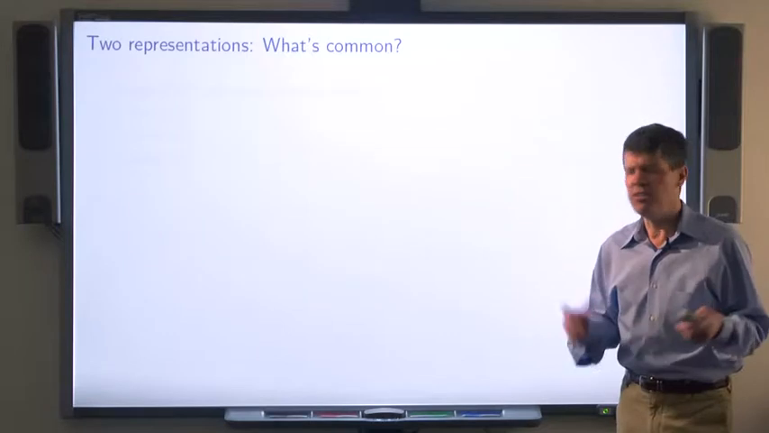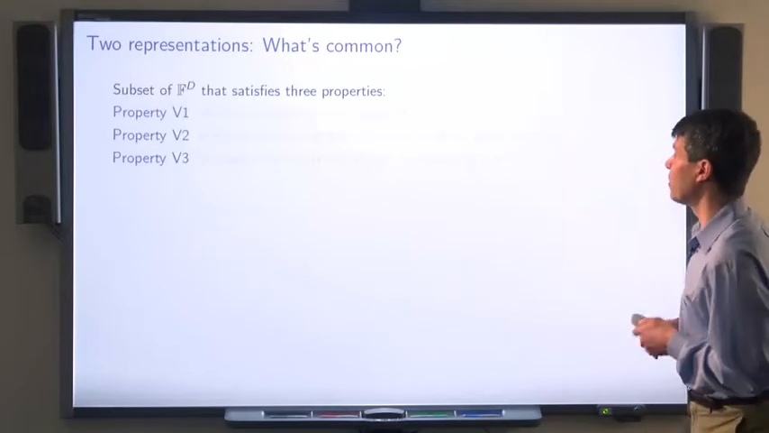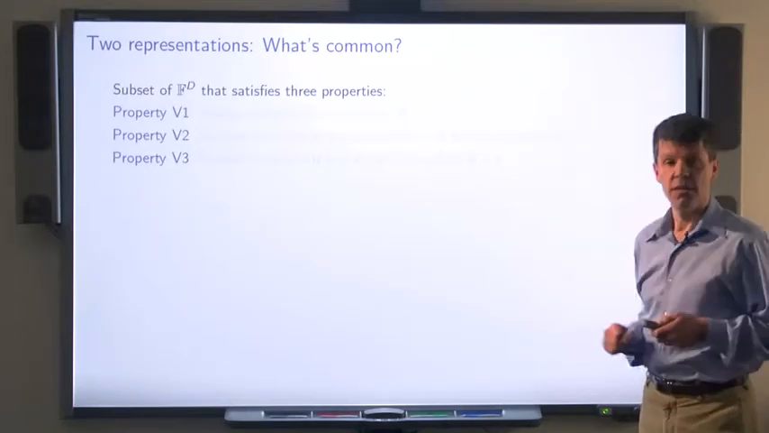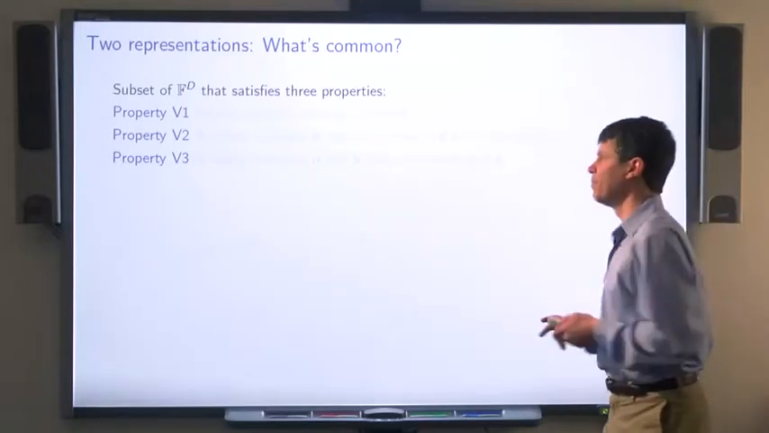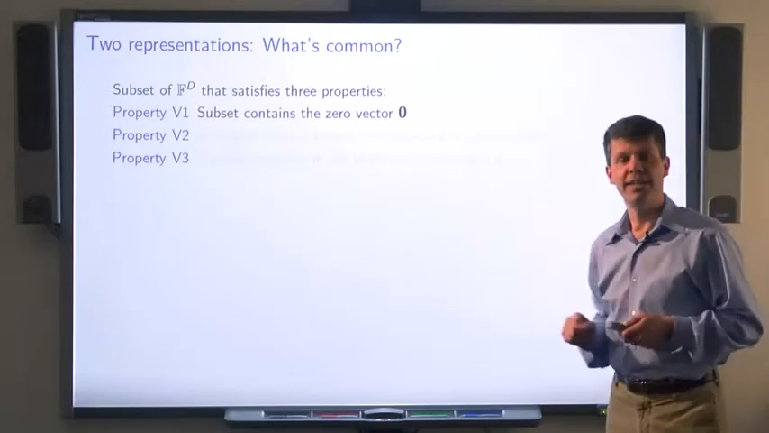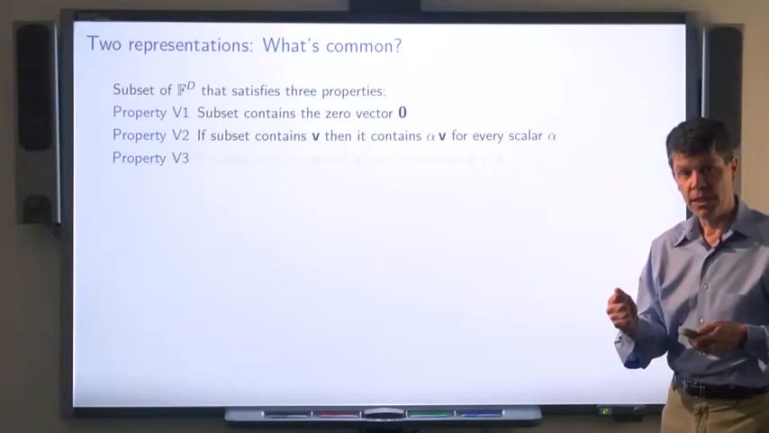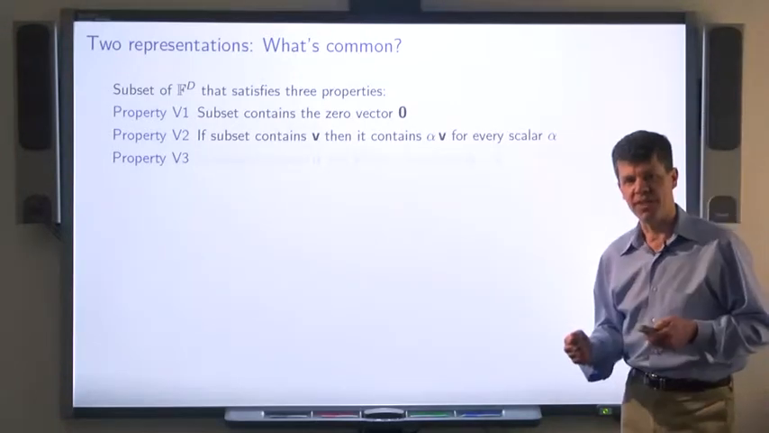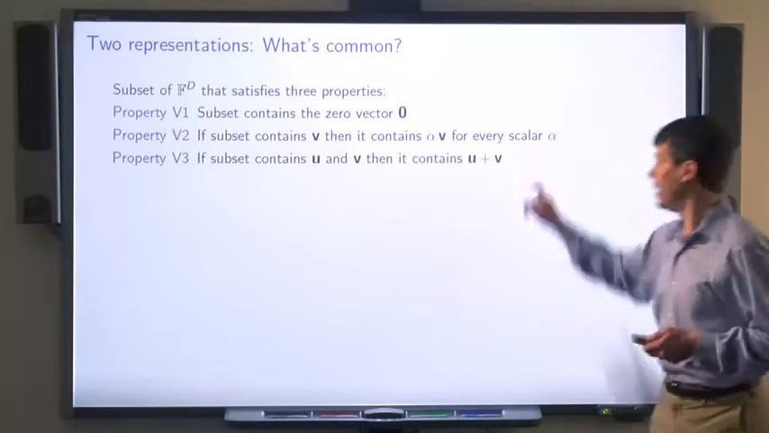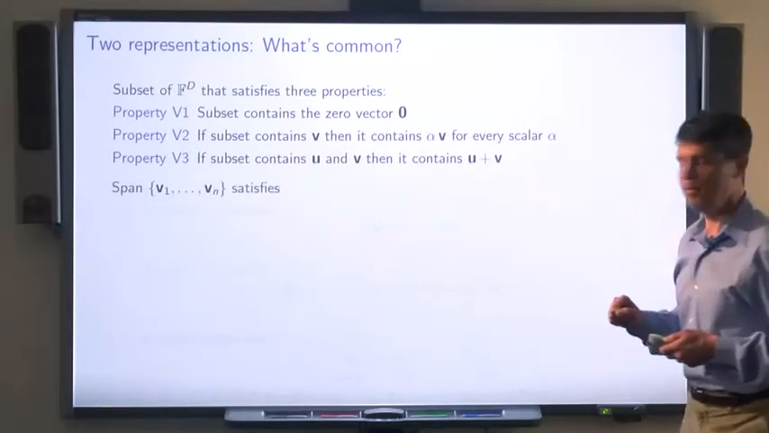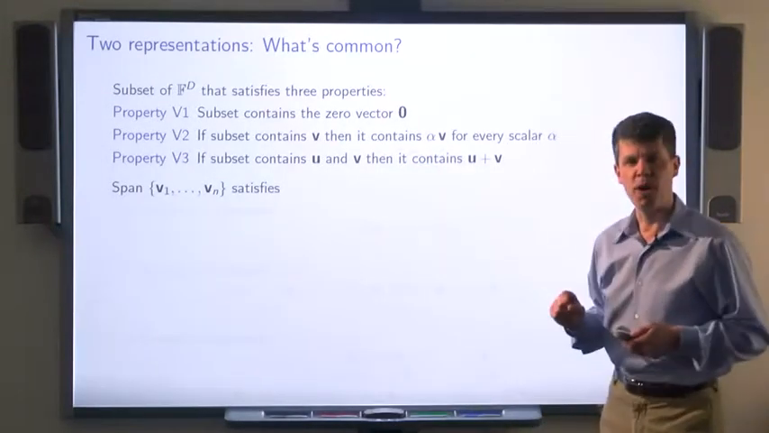What's common about these two representations for sets of vectors that form geometric objects? It's a subset of, in this case, R^d, satisfying three properties. The first is the subset contains the zero vector. The second is if a subset contains some vector v, it contains every scalar multiple of that vector. And the third is if the subset contains two vectors u and v, it also contains their sum. So let's see why the span of a collection of vectors satisfies these three properties.